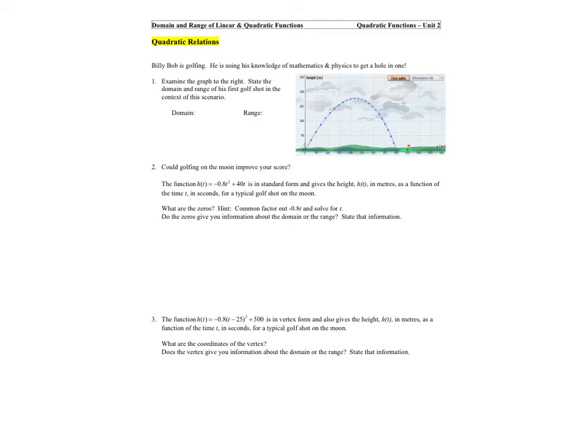So in this quadratic relationship, Billy Bob is golfing. He's using his knowledge of mathematics and physics to get a hole in one. So examine the graph to the right. We're going to state the domain and range of this shot here.